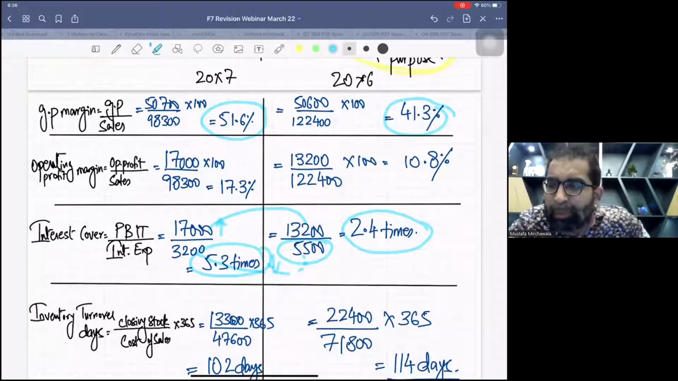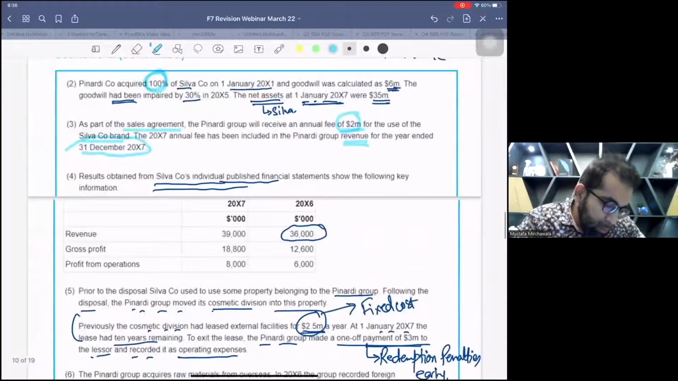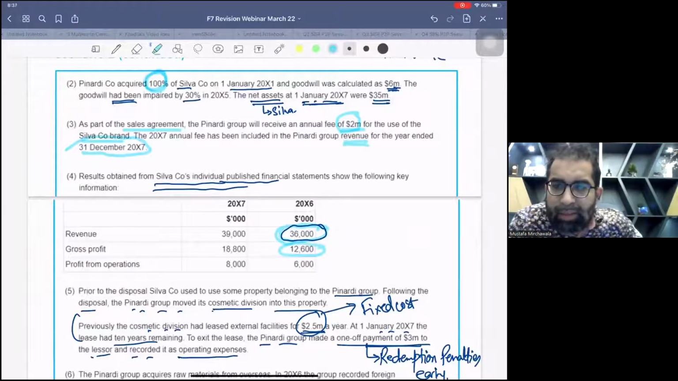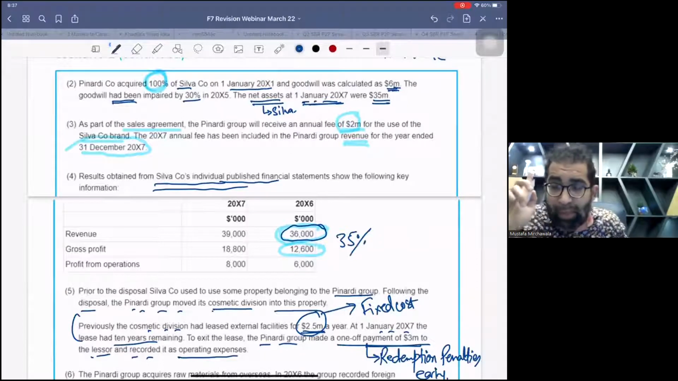So wait, look at here. Let's calculate the separate GP margin of Silva last year. All of you look at here. See this. This is the sales. This is the GP. 12,600 is the GP and 36,000 is the sales. How much is the separate GP margin of Silva last year? 35%.